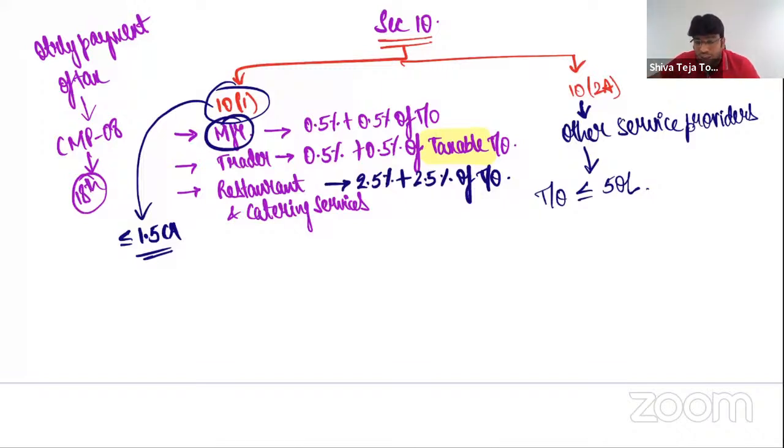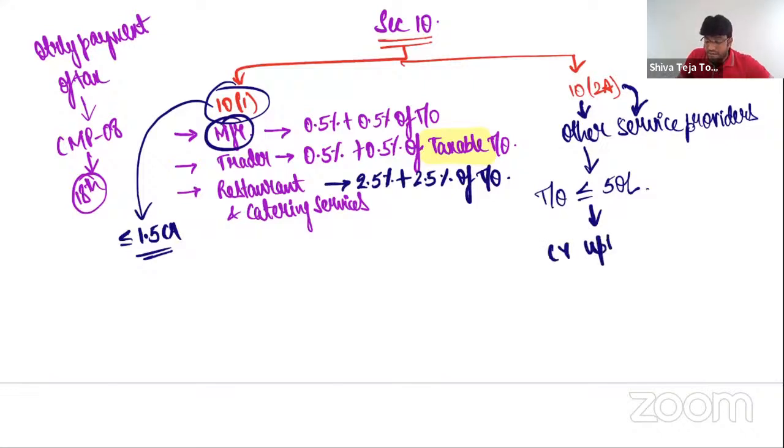Somebody is asking, sir, what does aerated water mean? Aerated water means basically cool drinks, which have gaseous substance, like Pepsi, Coke, Thums Up and all. Clear? Next. So 10(2)(a) applies only to other service providers whose aggregate turnover during the preceding financial year did not exceed 50 lakhs.